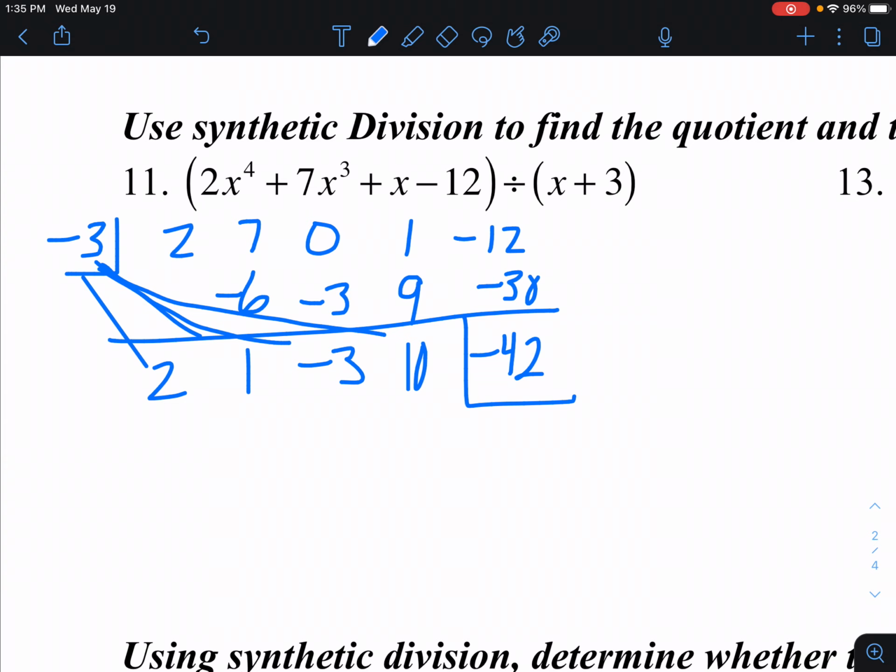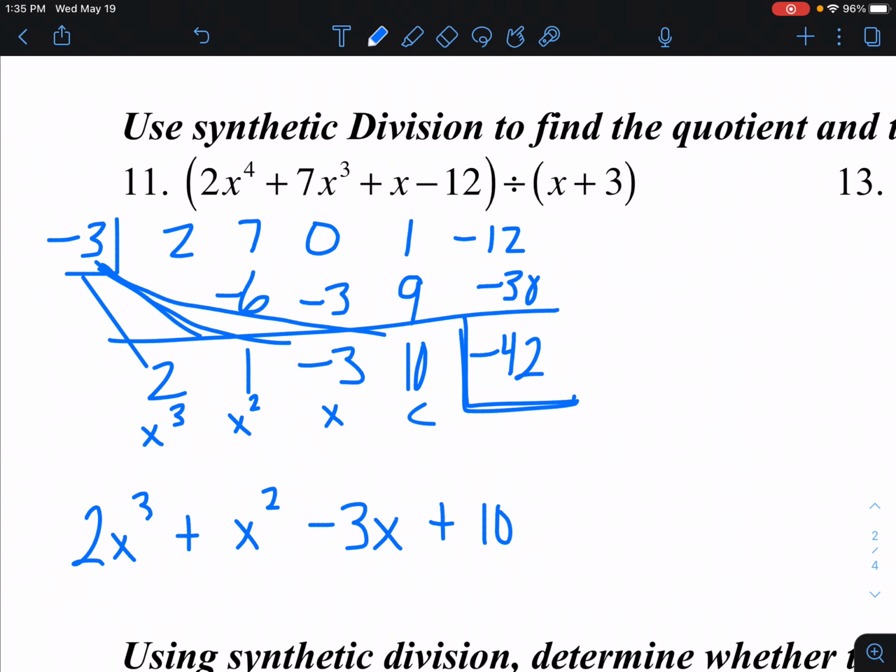If this is the remainder, this must be the constant, the one without the variable. This must be the x term. This must be the x squared term. And this must be the x cubed term. So we'll put this looking real nice: 2x cubed plus the 1x squared minus 3x plus 10. And for the remainder, you just do a minus for the -42, and then 42 over x plus 3. And there's your answer.